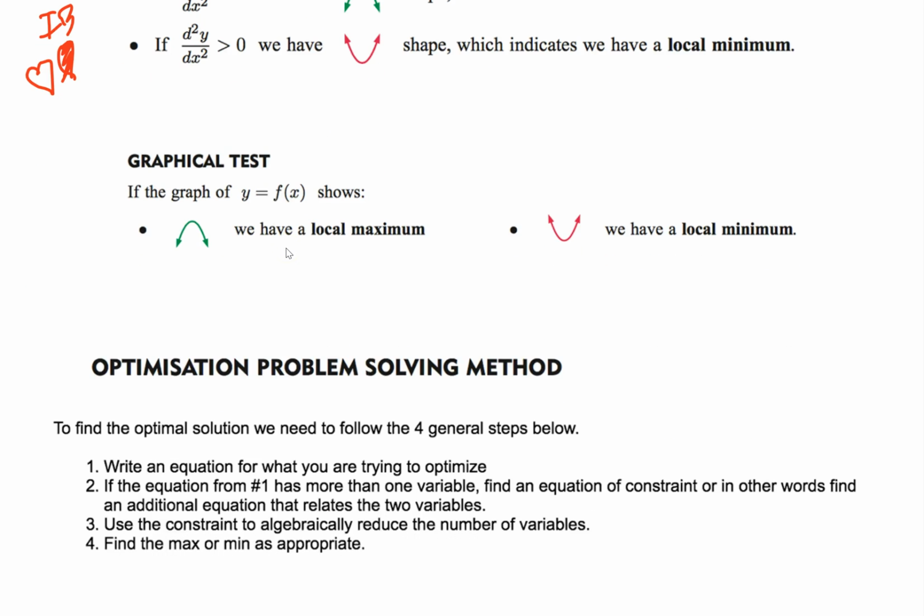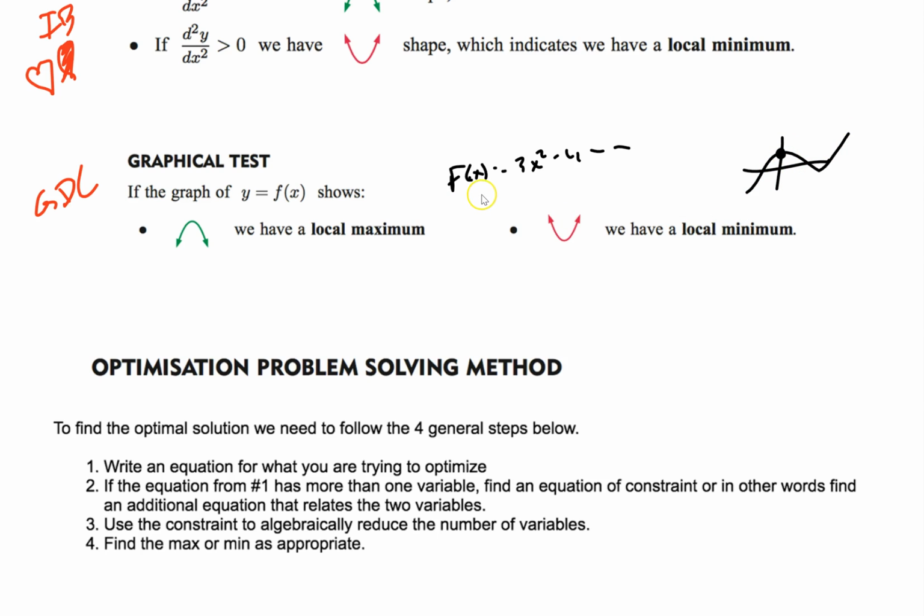Another way to do it, especially if you have a graphing calculator, especially on paper 2, is you just graph the thing. So if this is paper 2, and they ask, what's the max of this function here? Since you have a calculator on paper 2, you just put it in your calculator and graph it. Find the max, and you're done.